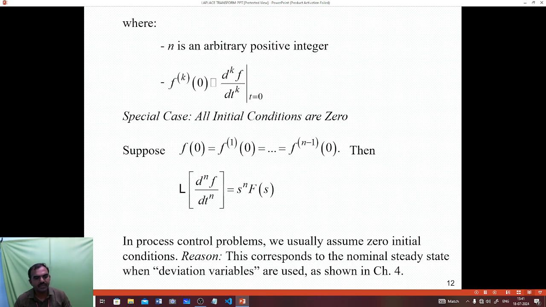So in process control problems we usually assume zero initial conditions. The reason is that this corresponds to the nominal steady state when deviation variables are used.